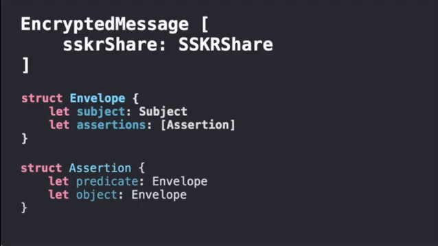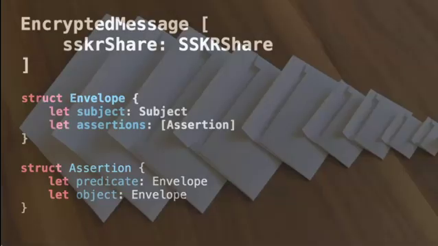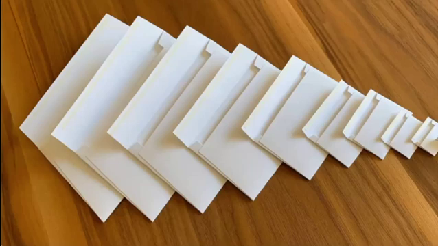Now you notice that in the definition of assertion here, the predicate and object are themselves envelopes. And in fact, the subject itself, one of the possibilities is for it to be an envelope. So this is where we get the nesting, where we get the envelopes all the way down. But that's for more complex cases. For this simple case, you just have an envelope which is nested 1 level deep.